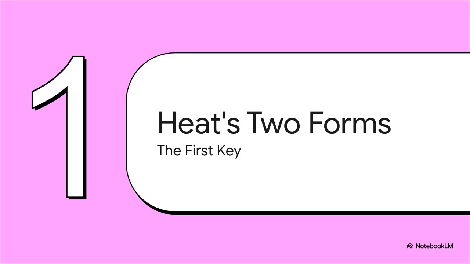Now, you can't read a map without a key, right? A legend to tell you what the symbols mean. To unlock our engineer's map, the very first key we need is understanding that heat isn't just one thing. Nope, it actually comes in two very different and very important forms.